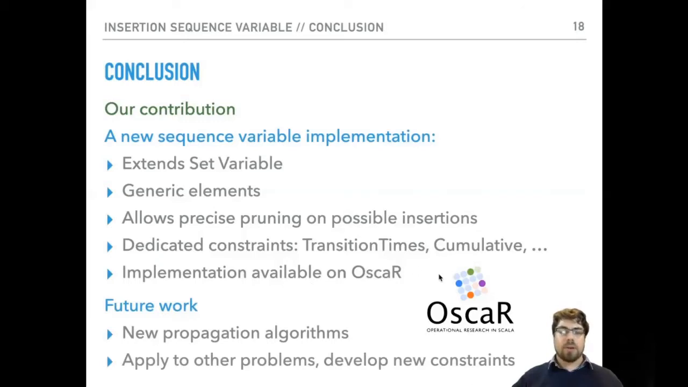In future work, we would like to add new propagation algorithms in order to improve the performance of our constraint. And it will certainly be possible to use this variable for other programs and maybe develop new constraints dedicated to this variable. Thanks for your attention.